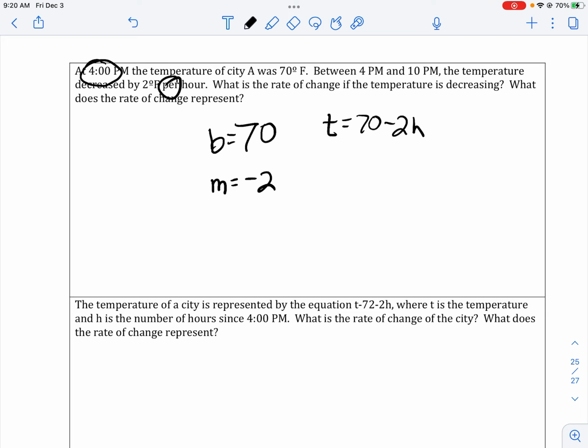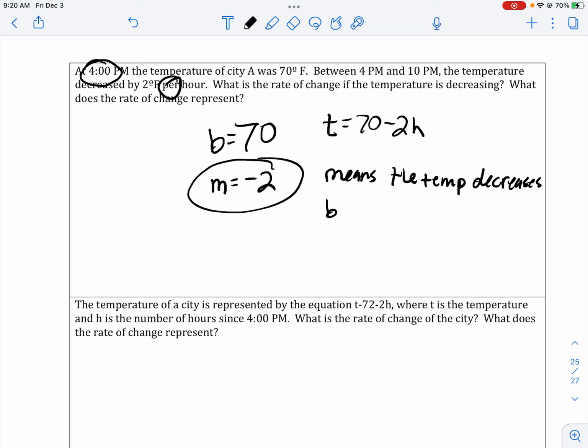What is the rate of change if the temperature is decreasing? Well, the rate of change is -2. My rate is -2. My slope, rate mean the same thing. What does the rate of change represent? It means the temp decreases by 2 degrees every hour. That's what the rate of change represents.